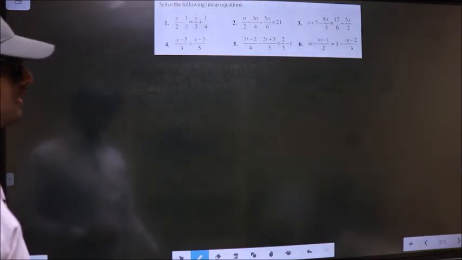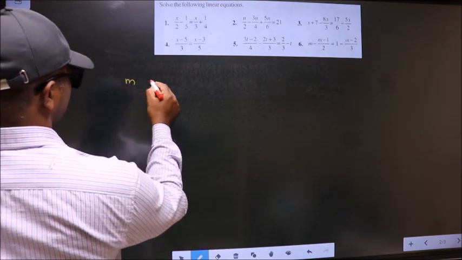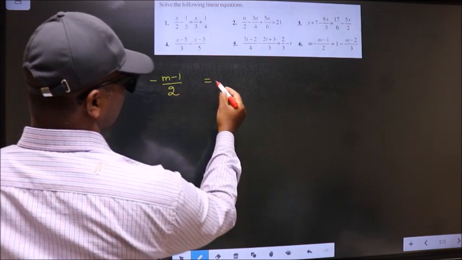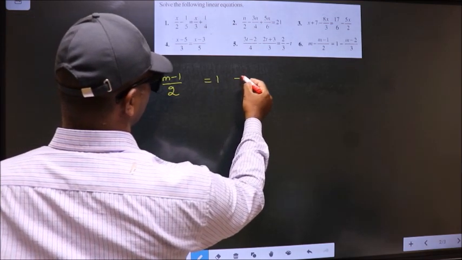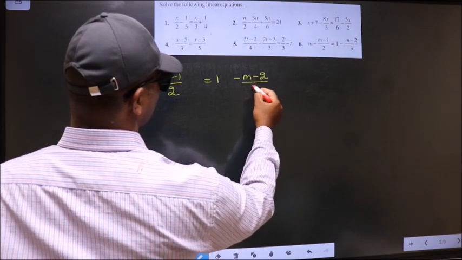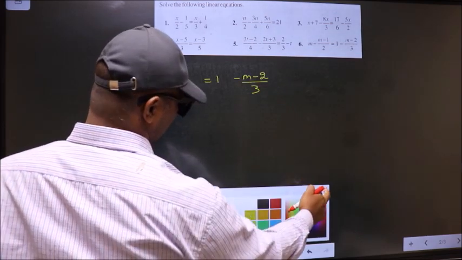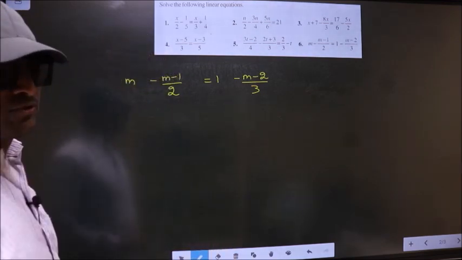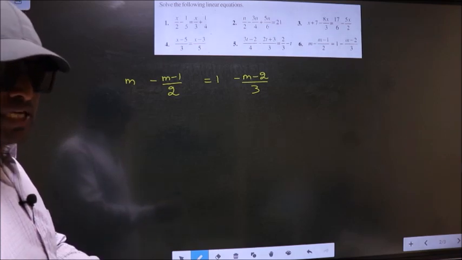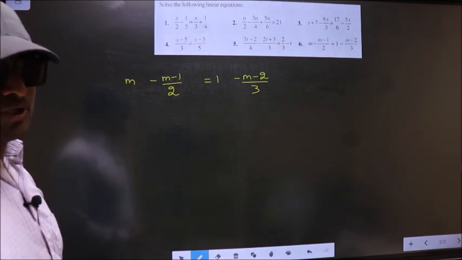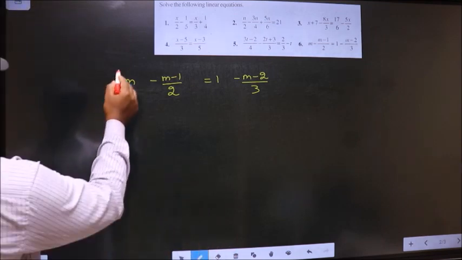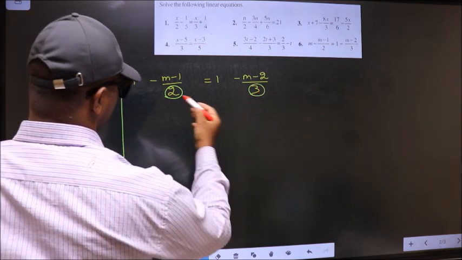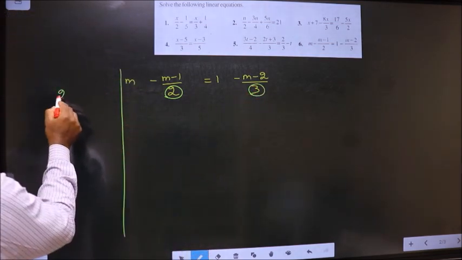Question 6. m minus 1 by 2 equal to 1 minus (m minus 2) by 3. Now to solve this equation, first we should remove the denominators. To remove the denominators, we should take the LCM of them. So the denominators present are 2 and 3. So take the LCM of the denominators.